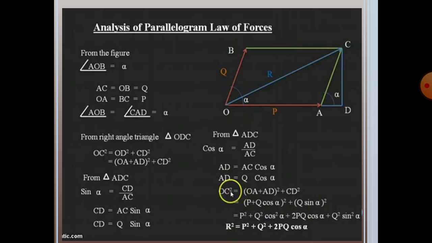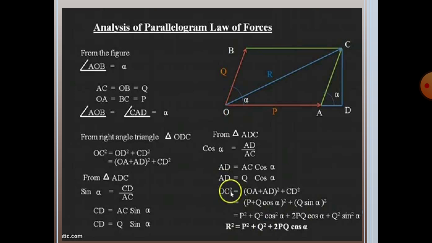Consider the right angle triangle, then we are going to use Pythagoras theorem. In the right angle triangle ODC, we get hypotenuse square is equal to sum of squares of other two sides. Therefore, OC square is equal to OD square plus CD square. Replacing OD by OA plus AD, we get (OA plus AD) the whole square plus CD square.